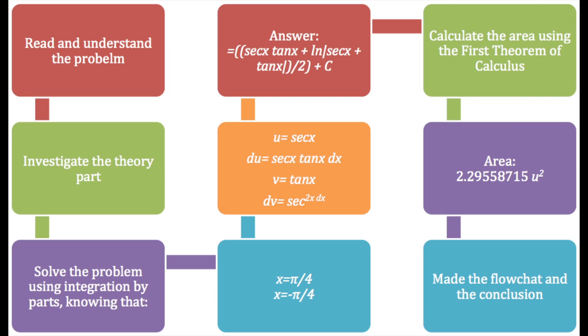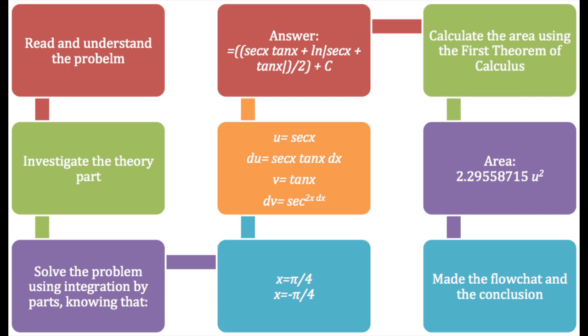First, read the problem and understand it. Second, investigate the theory part. Third, solve the problem using integration by parts, knowing that x is equal to pi over 4 and x is equal to minus pi over 4. U is equal to secant x. Du is equal to secant of x tangent of x dx. V is equal to tangent of x, and dv is equal to secant squared of x.